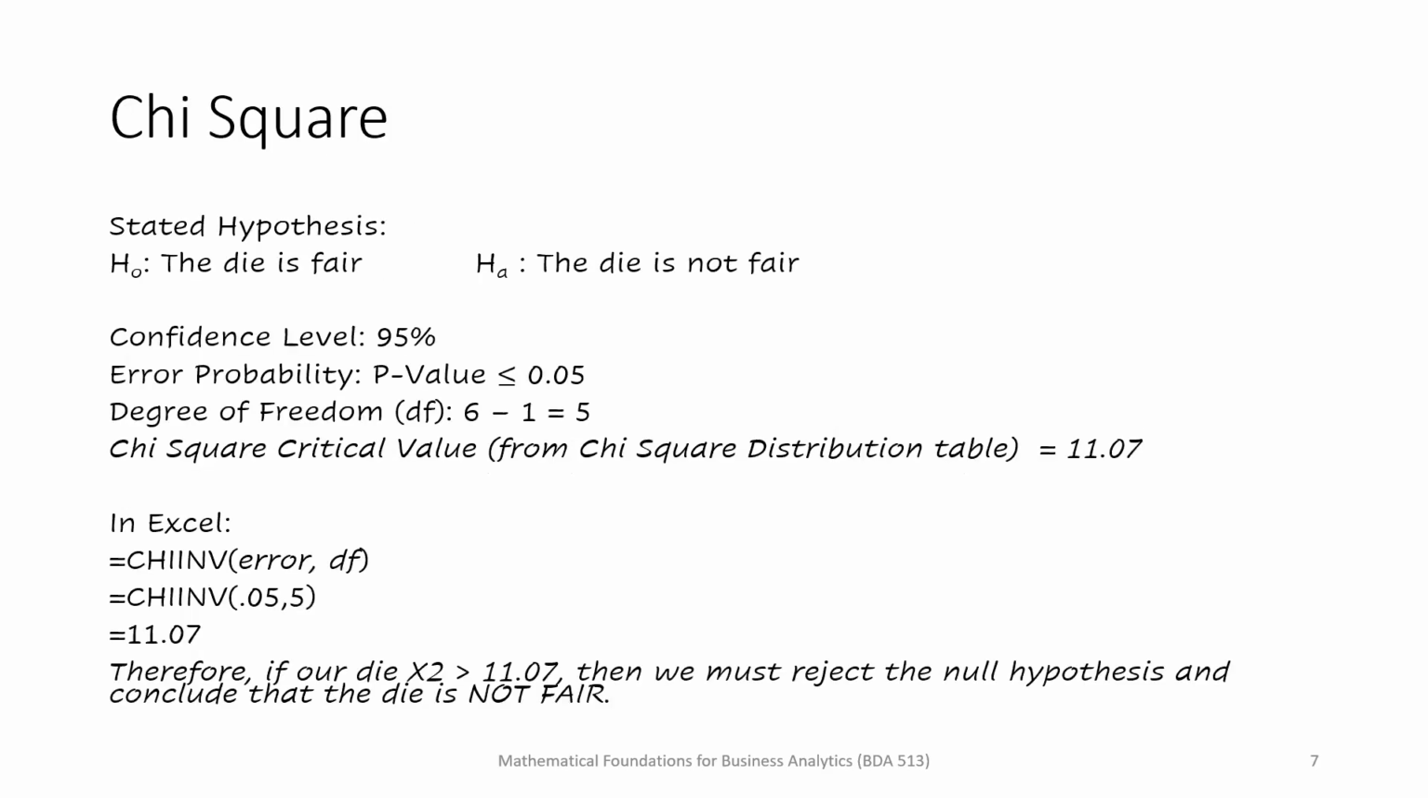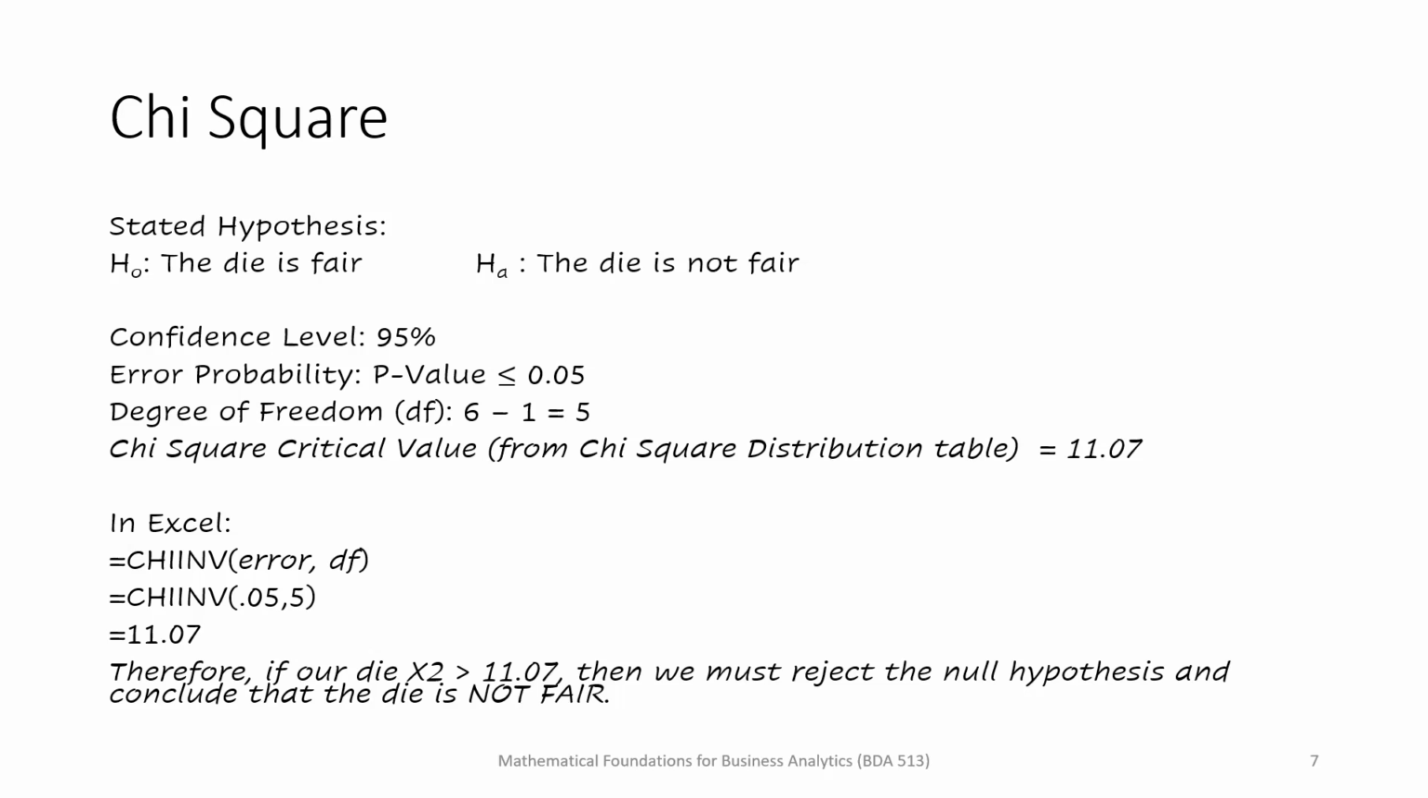So now we say that we are using a 95% confidence level. So we are giving room of error for 5%. So our p-value is up to 0.05, or 5%. Since the die has 6 sides, our degree of freedom will be 6 minus 1.